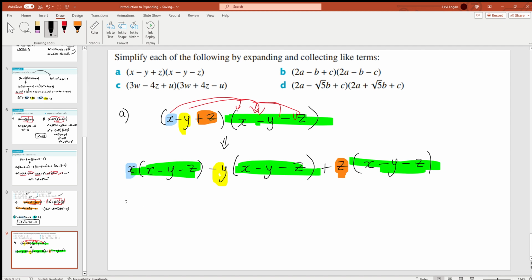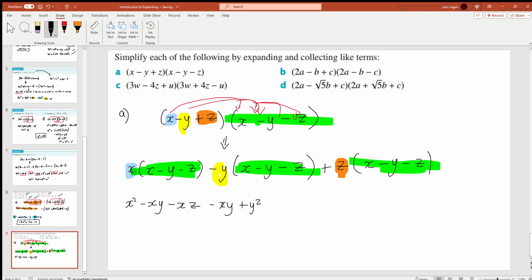So x times by x is going to be x squared. X times by minus y is going to be minus xy. You can't combine them because they're different variables, so you're just going to leave it like that. Same with the z, is going to be minus xz. Minus y times by x is going to be minus xy. Minus y times by minus y is going to be positive y squared.